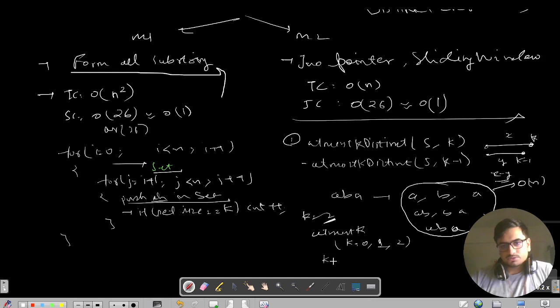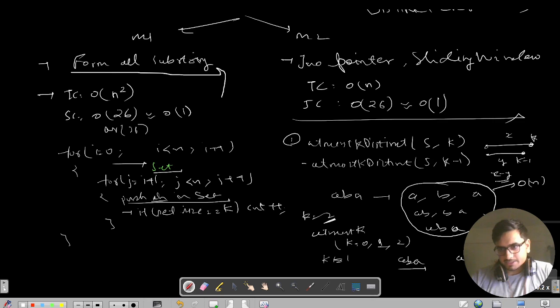So for k equals 1 in the string ABA, the at most should be 1 distinct character, 0 or 1. So it would be A, B, and A, correct? And that's it. So if you subtract, how many characters is that? The count is 3.